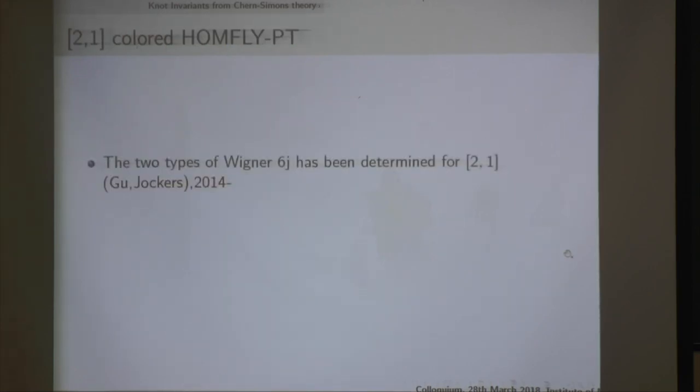So this is what was interesting: there is a systematic way of sitting down and working out the duality matrix for each representation. This 2-1 is like the octet representation of SU(3), two boxes in the first row and one box in the second row. So we can work it out, but it's a very tedious process. In fact, Ju and Jokers had done this in SU(N) in 2014, and this is the first mixed representation for which this duality matrix was written down.